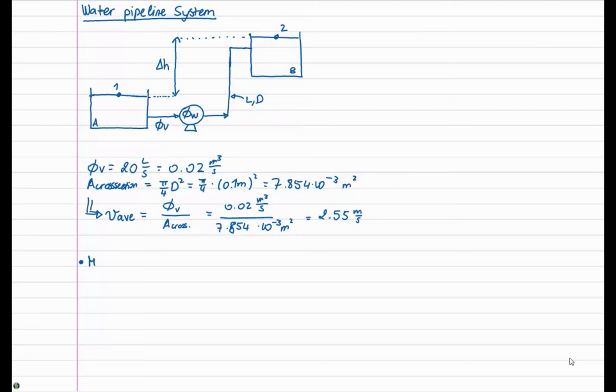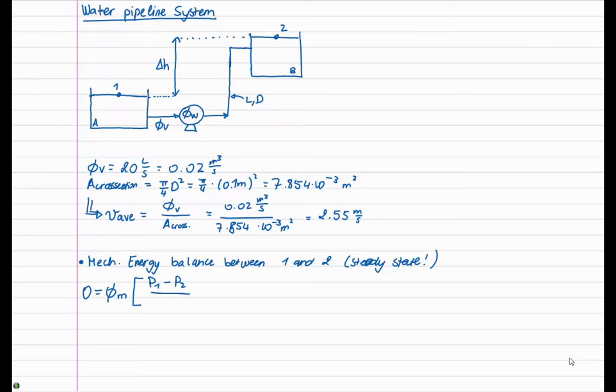Next, we are asked to calculate the required pump capacity, which we can find using a mechanical energy balance. It's a steady state, so the left side of the equality sign will be 0. So we start off by writing down a general form of the mechanical energy balance. We have the pressure term, the velocity term, the potential energy term, then the pump capacity, and the term of the energy lost due to friction.